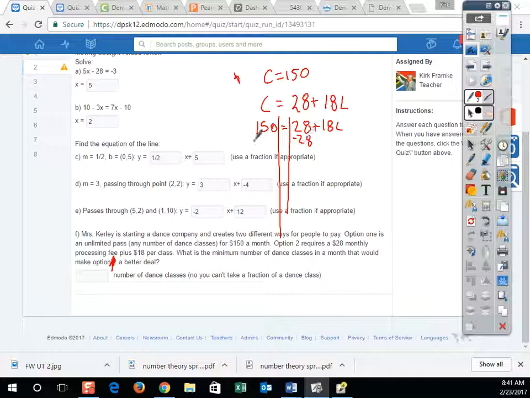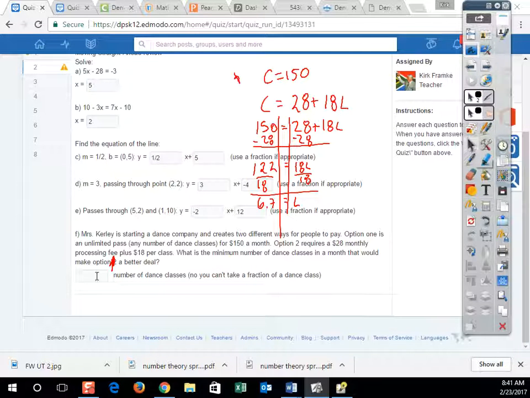So let's subtract 28 from both sides. And I get 122 is equal to 18L. So now we'll divide by 18, and I get 6 point, okay, is equal to L. But I can't pay for 6 point something of a class, right? So at the 7th class, the whole thing becomes cheaper.